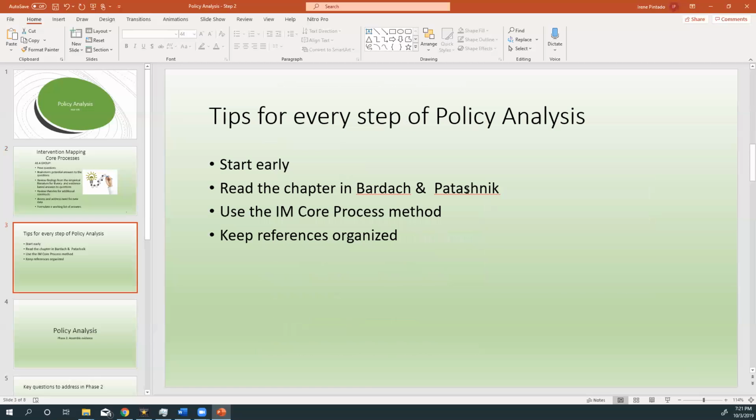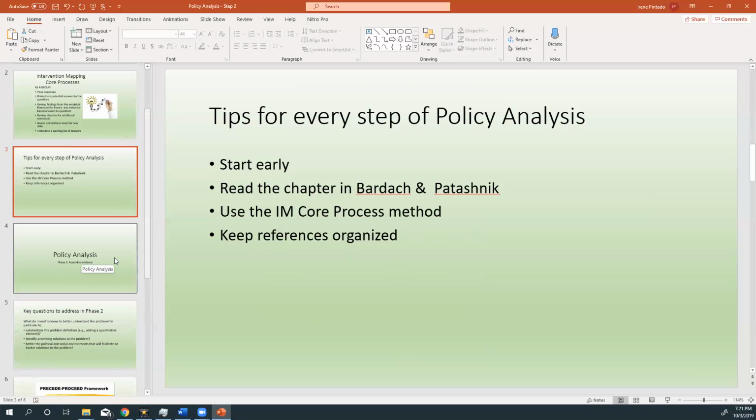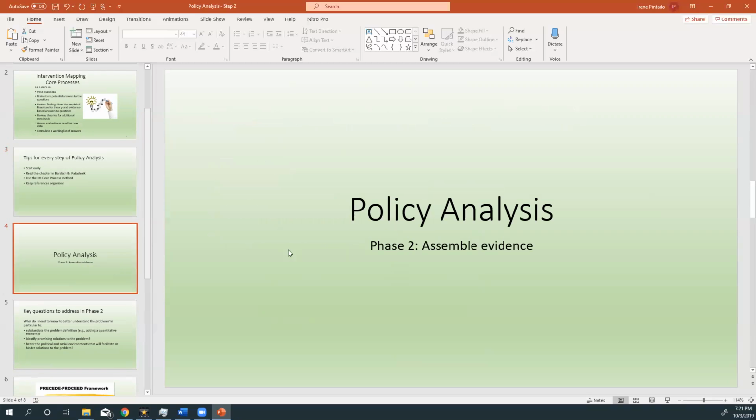Here are the tips for every step of policy analysis: start early, read the chapter that is assigned. I would use what we call the IM core processes, which we just talked about, and make sure that you keep all your references organized, because that's usually the ugly thing at the end, trying to figure out where you found something if somebody didn't keep track of it.